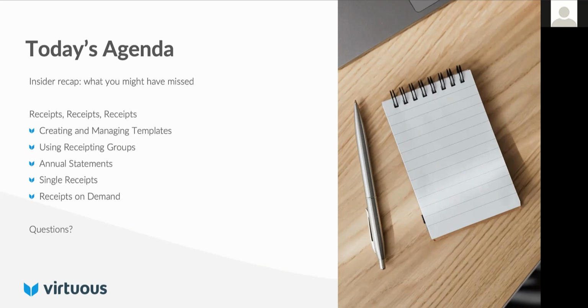What gives? And then we'll take a brief look, and I know this is in the last release update. You may have seen this. We'll take a quick look at receipting through receipts on demand. What does that mean and how does that work? And we want to make sure we have plenty of time here for questions as well.